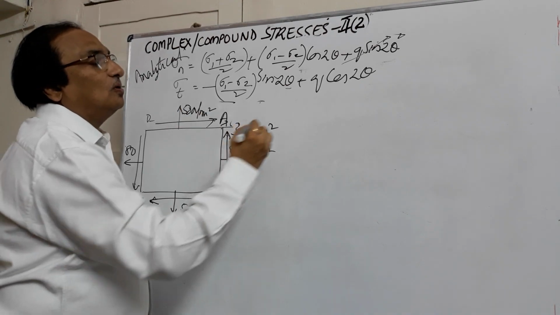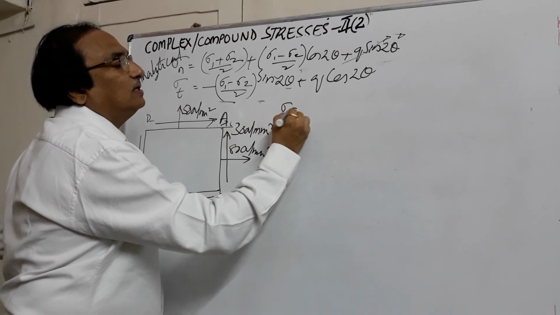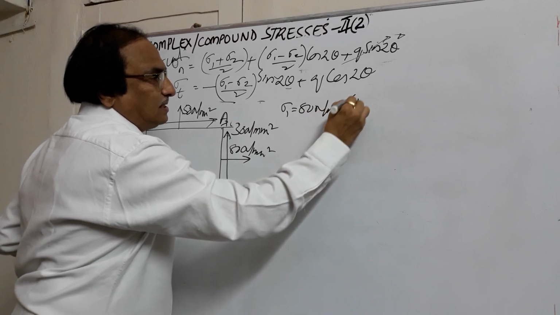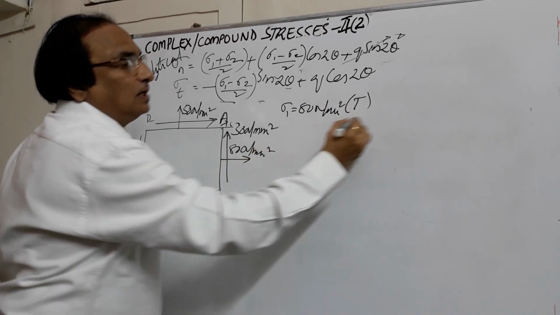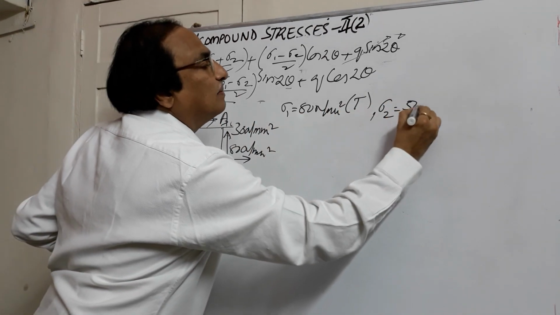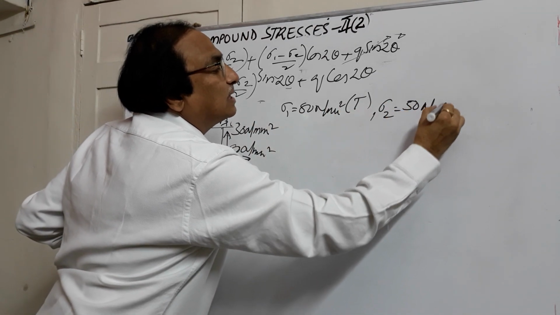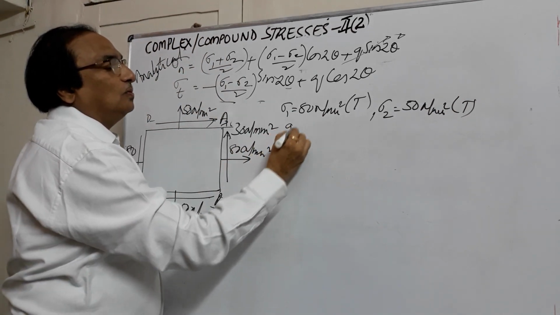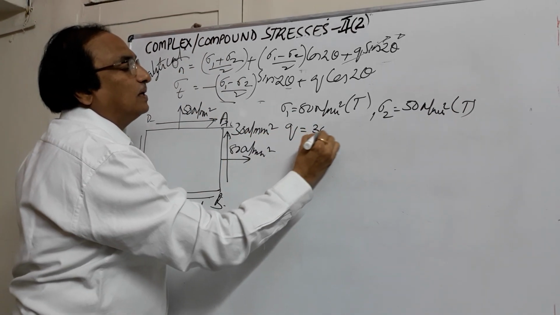Let us first note down the data. So sigma 1 is equal to 80 Newton per mm square. It is tensile in nature, so it's positive. Then sigma 2 is given to us as 50 Newton per mm square. This is also tensile in nature, so it is positive. Q is 30 Newton per mm square.